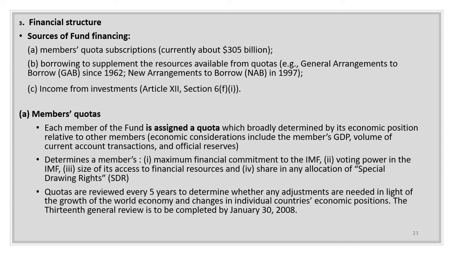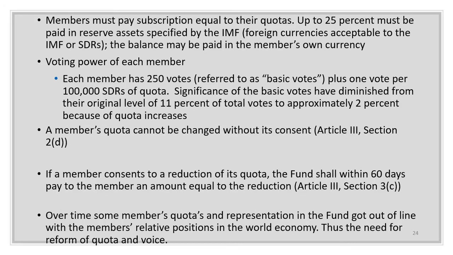Quotas are reviewed every 5 years to determine whether any adjustments are needed in light of the growth of the world economy and changes in individual countries' economic positions. Members must pay a subscription equal to their quotas. Up to 25% must be paid in reserve assets specified by the IMF, in foreign currencies acceptable to the IMF or in SDRs, and then the balance may be paid in the member's own currency.